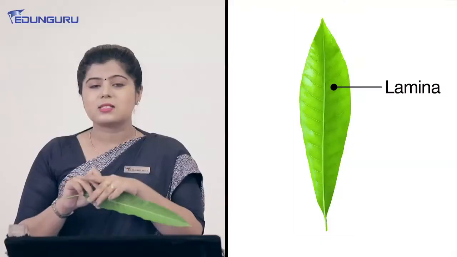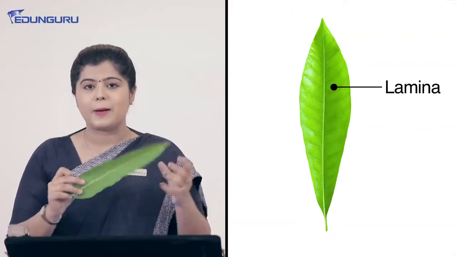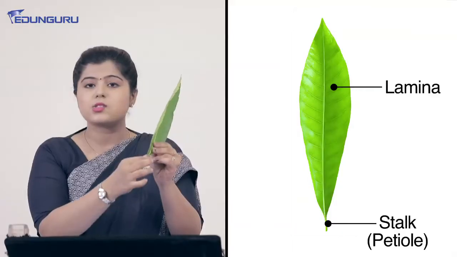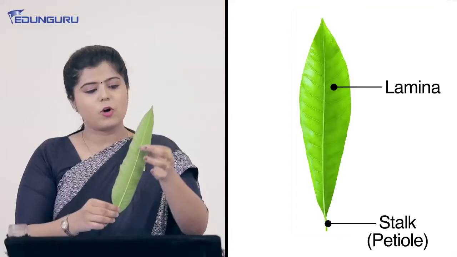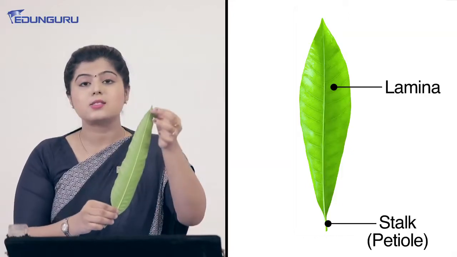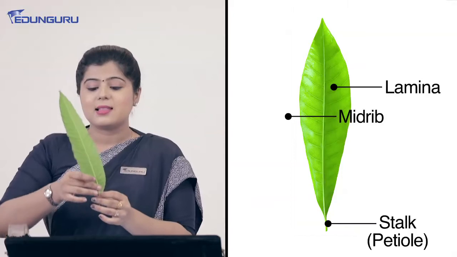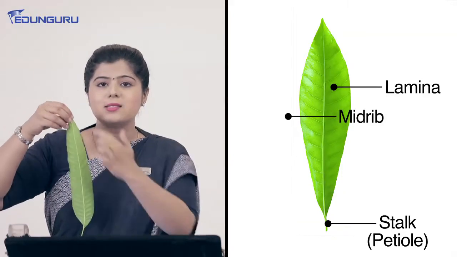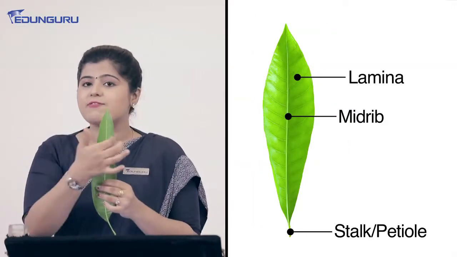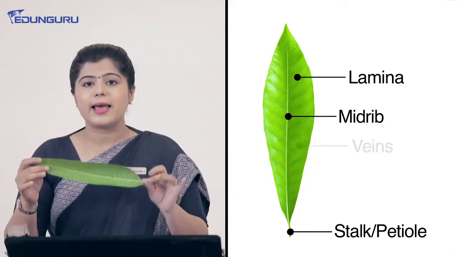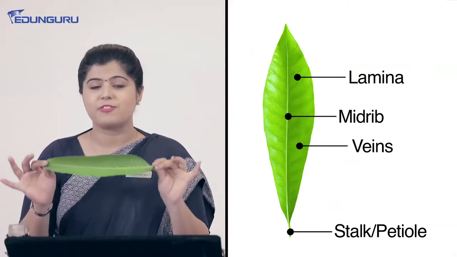Let us discuss the structure of a leaf. See, this is a leaf in front of me. It is of green color. The surface of the leaf is known as lamina. And you can see this. This is known as stalk and this is also known as petiole. What is this in the center? This line in the center is known as midrib. And you can see some other lines arising from this midrib only. These are known as veins. So this is the structure of a leaf.